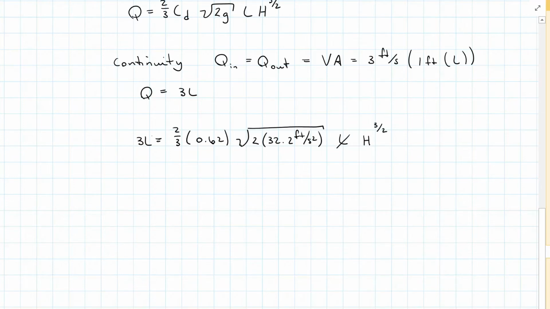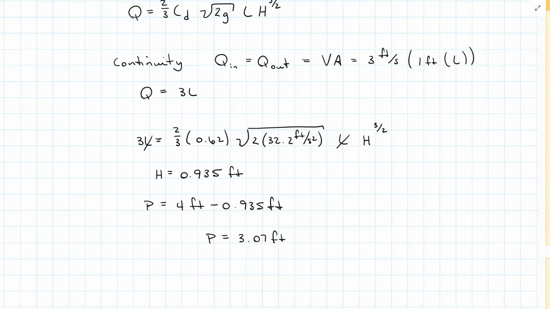My lengths are going to divide out, and my height solves to be 0.935 feet. So this is the height of the water above the weir, and I want the height of the weir. So that's going to be P, which is 4 feet minus 0.935. So our height of the weir, P, is equal to 3.07 feet.